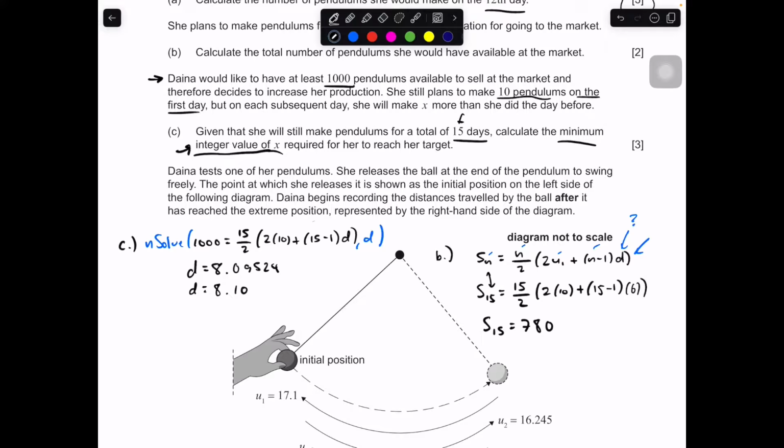Only when she makes 8.1 pendulums does she reach it. And we can ask the question, is it possible to make a tenth of a pendulum a day? What would that mean? Here they're laying it out pretty clearly: only integer values. With 8, she's not making her target of 1,000. It's only when she makes 9 pendulums a day that she's reaching her target.